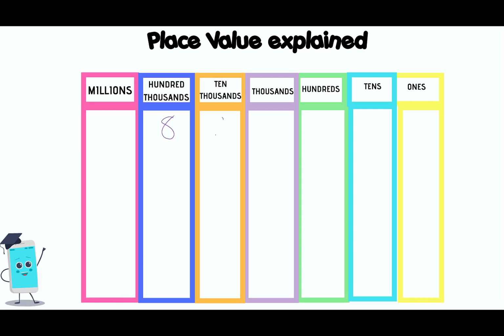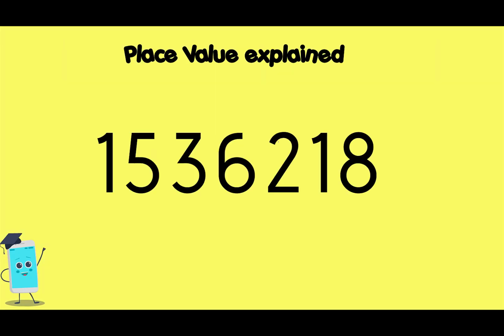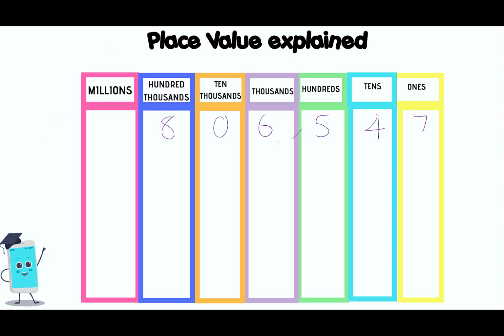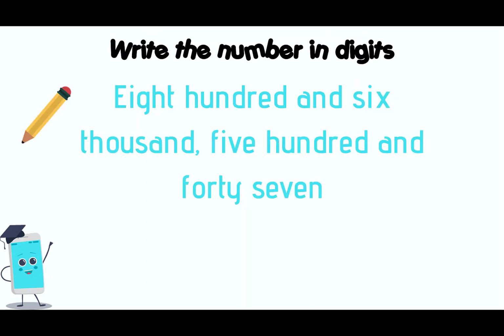So 806 belongs in my thousands. I've got 800,000, no 10,000s, and 6,000s. 806,000, then I had 547. So I just write 547 in. My separator would go here. Let's check that. 806,547. So that's how I'd write it in words.